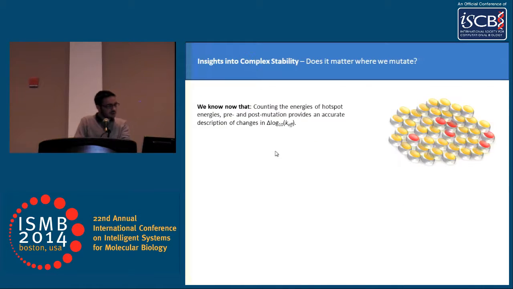As one final thing, I wanted to talk about something related to the distribution. We've seen so far that counting the hotspot energies, pre and post mutation, provides an accurate, reasonable description of changes in delta K off. Now let's think of a drug design scenario. You've made a computational alanine scan of the interface. You know that these hotspots are good if you want a stable interface, but you want to stabilize it further. We know that if we increase the hotspot energy or somehow add new hotspots, we can stabilize it further. But the question is, you have so many options here.